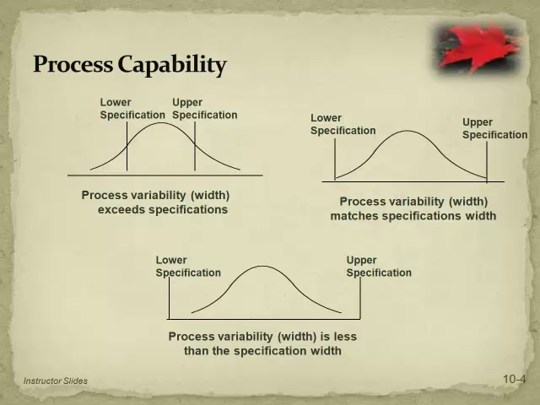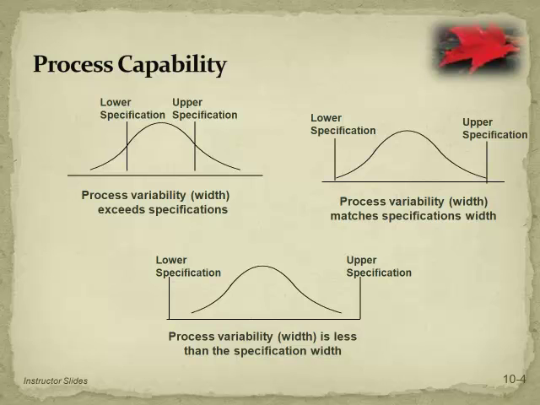So if you look at the upper left-hand corner, you can see the process standard deviation, the dispersion of the data, and that quite a bit of data falls to the right of the upper specification and to the left of the lower specification. So any measurement that falls to the right of the upper specification or to the left of the lower specification is a defect. So that process is not capable. It's not capable of producing a quality part because there are too many things that could happen that would be defective.